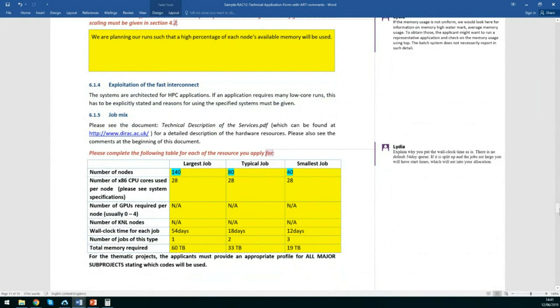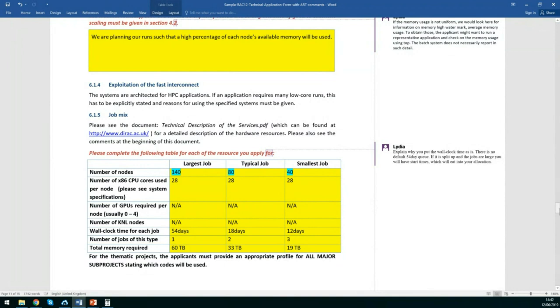So the next bit is, we would like to know what type of jobs you have. In this case, I have been incredibly ambitious. I would like to run a job on 140 nodes. Each node has 28 cores because that is what the memory intensive system looks like. I do not require any GPUs or KNLs. I have put the total wall clock time per job. Please realize that on the memory intensive system, the default queuing time, the DQ time, is 72 hours. So I could also have put here 54 days divided by 72 hours as the number of jobs. It's irrespective, if you can tell us how much wall clock time each job is. We will not assume that this is equal to the amount of queue time.